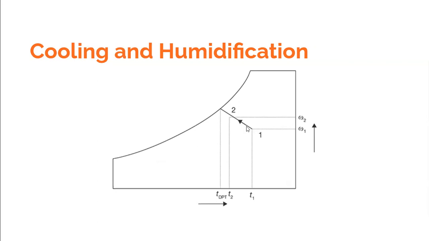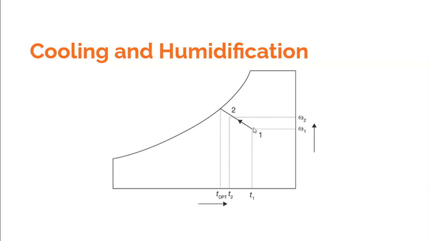Okay. But you also find that the specific humidity is increasing. So the temperature is decreasing, no doubt, but in this case the specific humidity is increasing. It means, for example, if you spray water, there would be an increase in the specific humidity, and this process is called humidification.